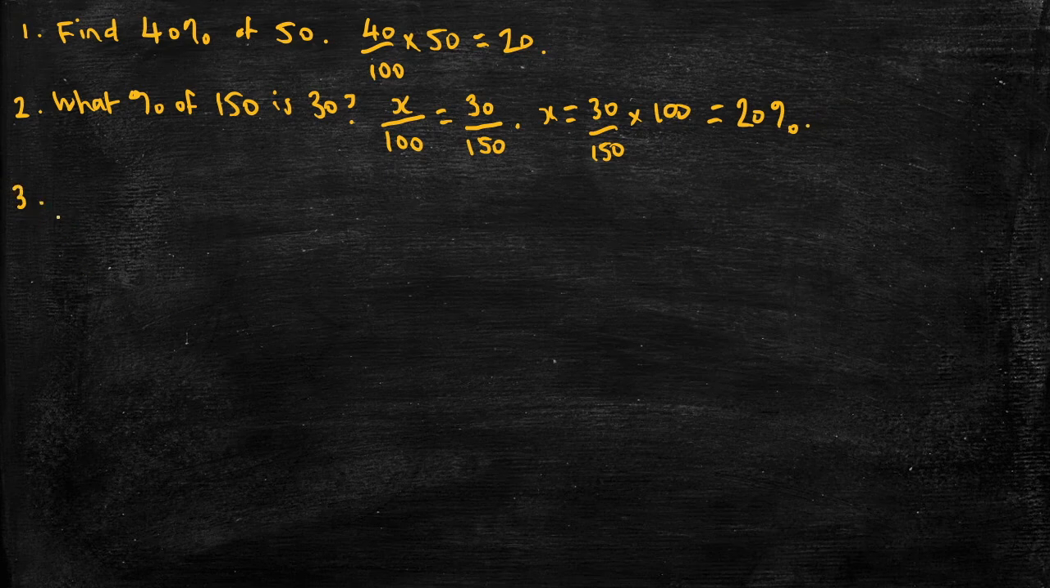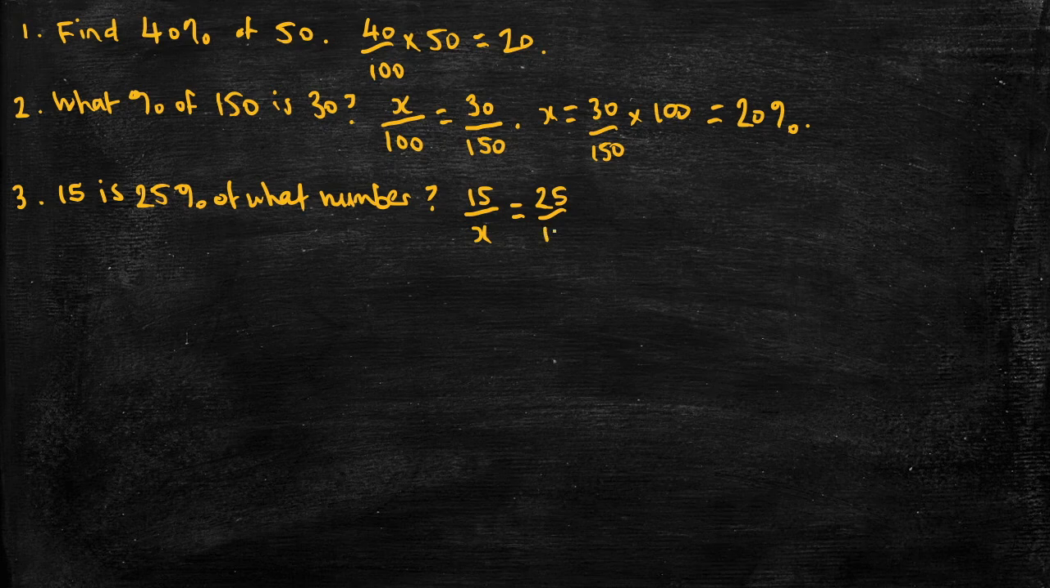A third type of problem is to say, 15 is 25% of what number? Again, we solve this by setting up an equation. This time we'll have 15 over x is equal to 25%, so 25 over 100. Then if we solve that for x, just rearrange that equation, we get x equals 15 out of 25 times 100, and that comes to 60.